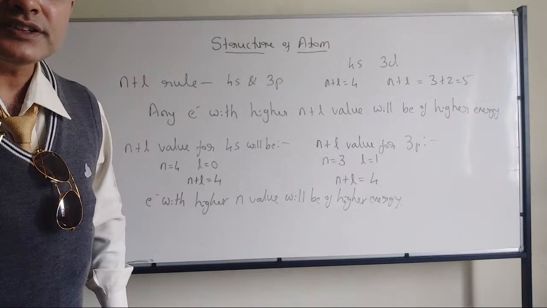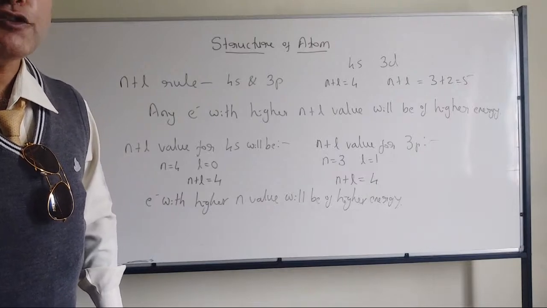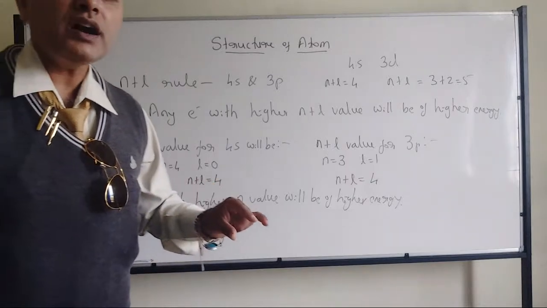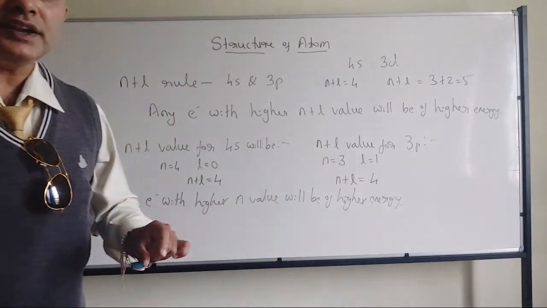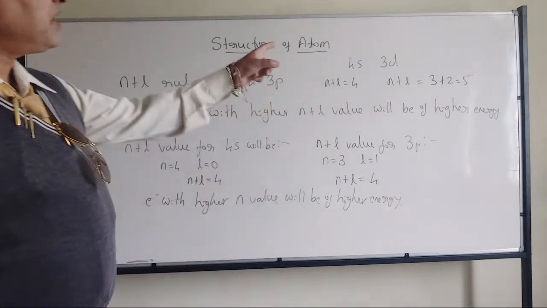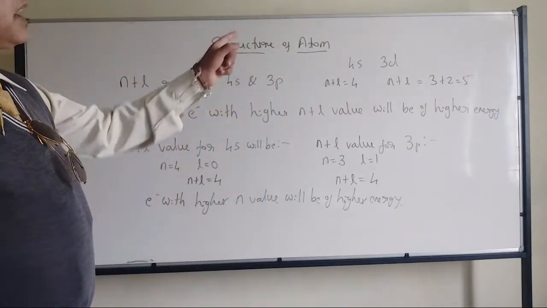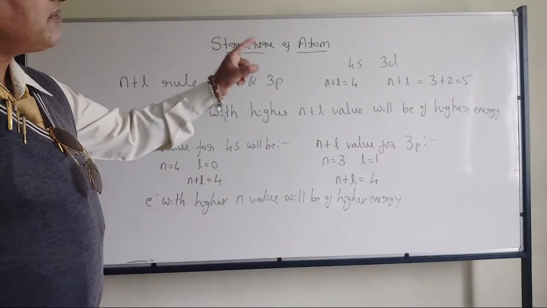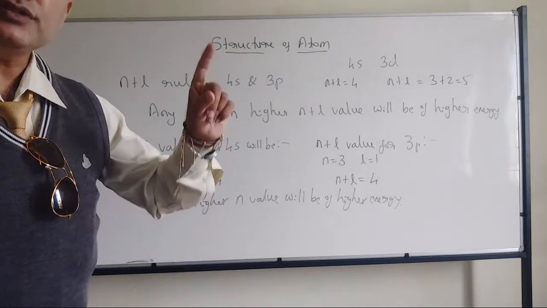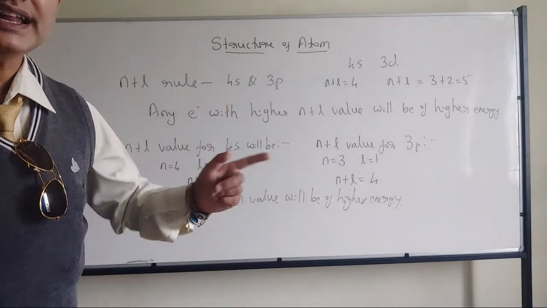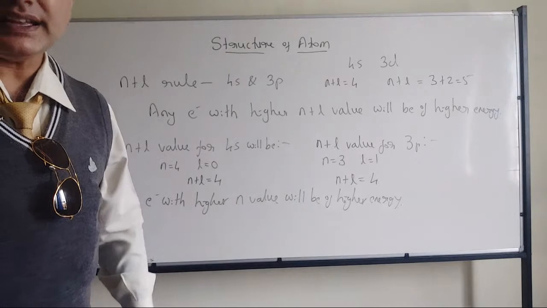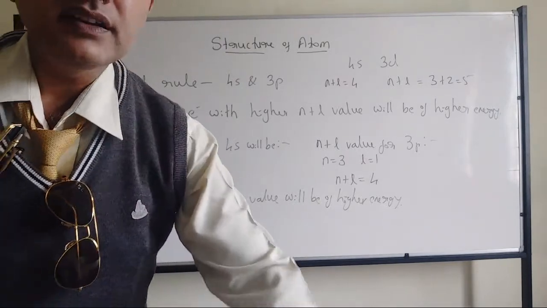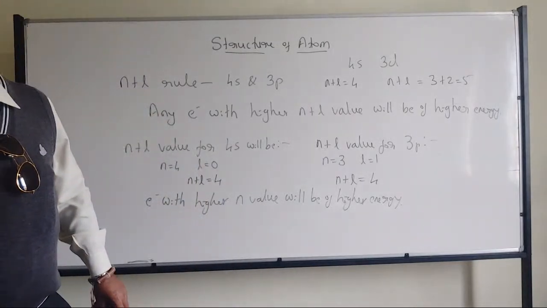Don't get confused. Since yesterday, when I drew the Aufbau diagram, there was a question: sir, how come 4s will be getting filled up before 3d? So that's where we have got the answer. Based on the n plus l rule, we can tell that 3d is having higher n plus l value. Therefore, 3d should be of higher energy compared to 4s. Okay? So all of you will agree with me?